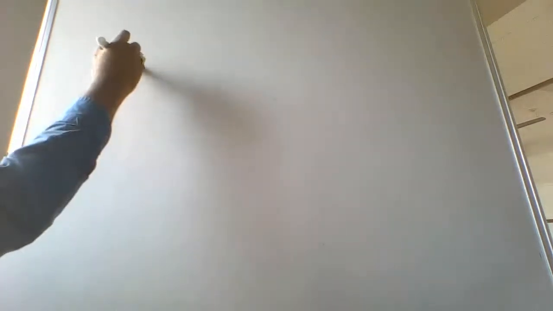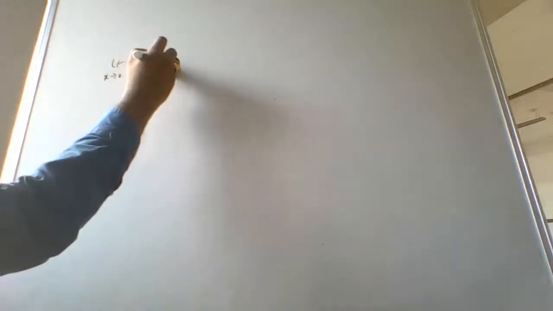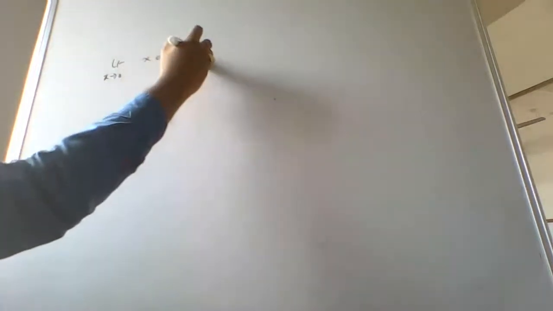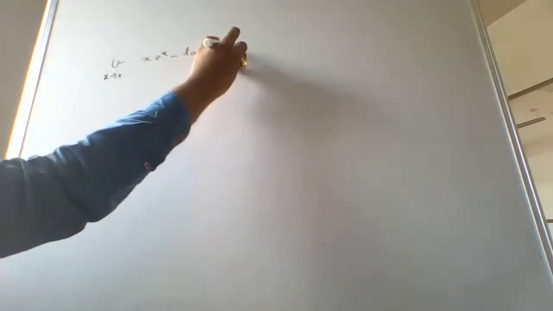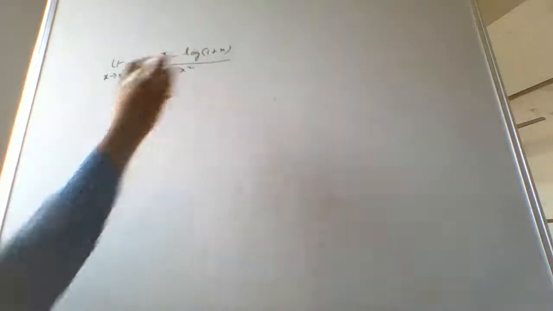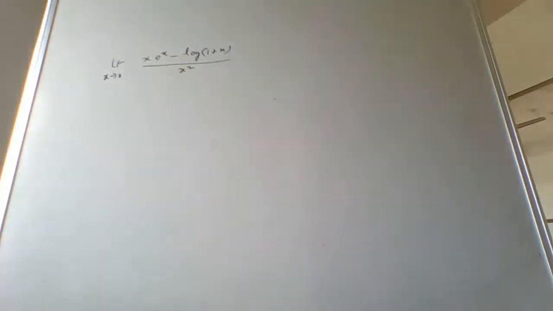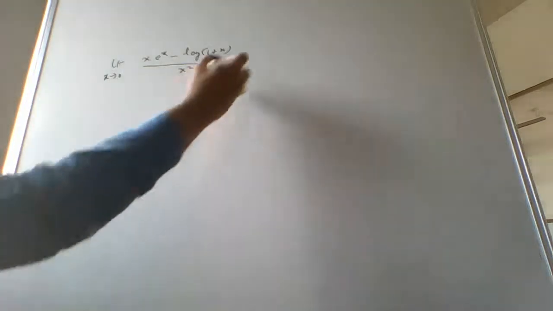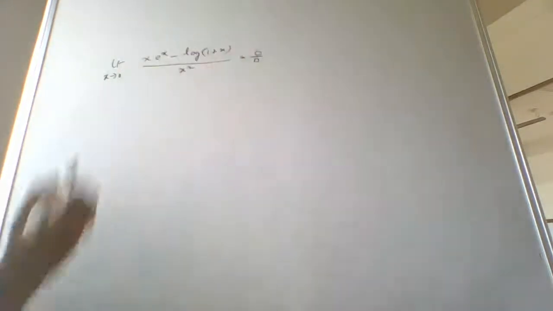As limit x tends to 0, x e to the power of x minus... Each question carries around 2 to 3 marks, based on the problem. So let us again put x is equal to 0. I get the numerator as 0 by 0.